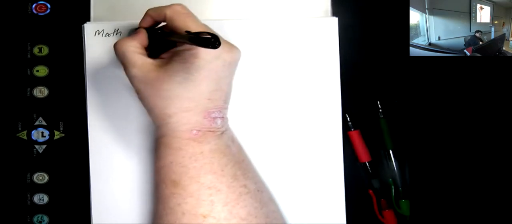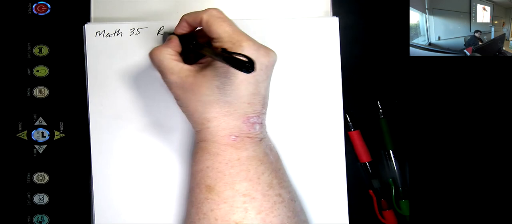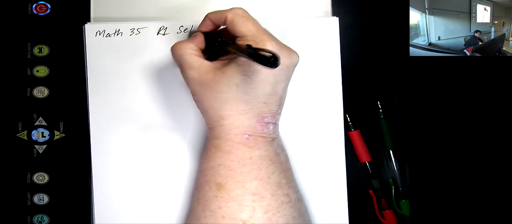R1 is on set notation. This is the section I like the least. This is the section you're going to use the least, but I still need to cover it. So let's go, Math 35. R1 is on set notation.